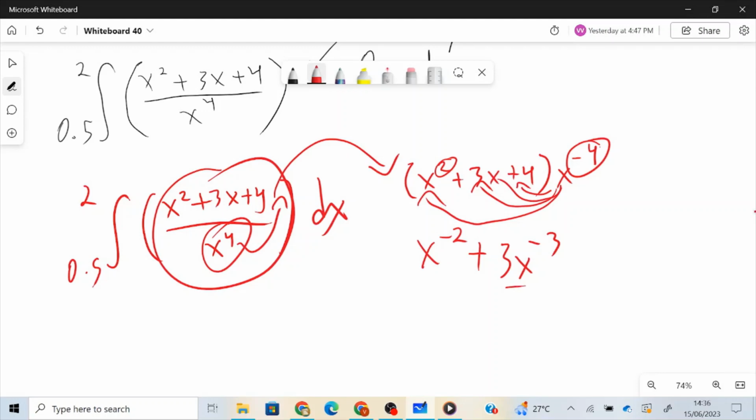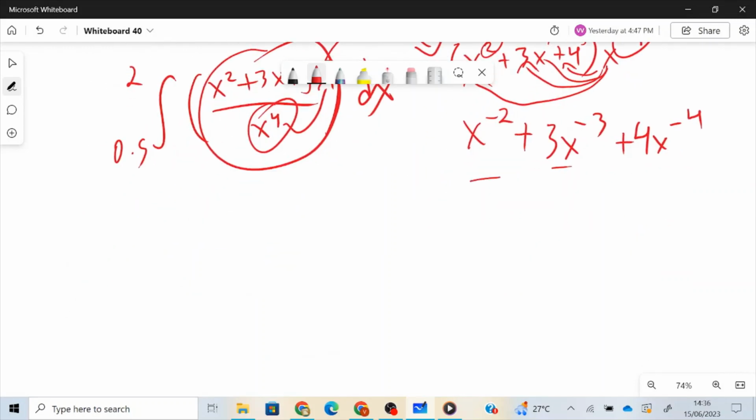then plus 3x to the power minus 3, because x times 3x would give 3x obviously, and then the x to the power 1 over here, so minus 4 plus 1, or 1 minus 4, same thing, would give minus 3, and then plus 4x to the power minus 4, because there's no power over here, so the minus 4 plus 0 is still minus 4. So now this is what we're going to integrate. So we can go ahead and use our square brackets now with 2 to 0.5 and integrate this.